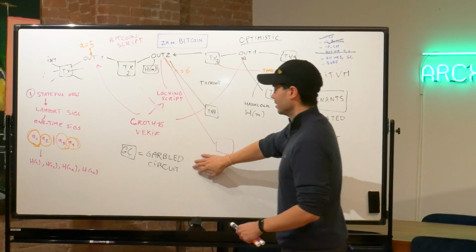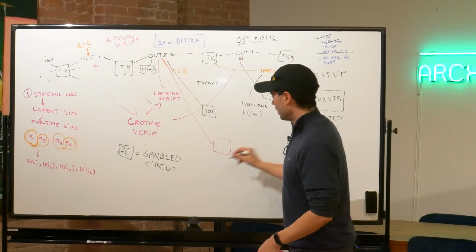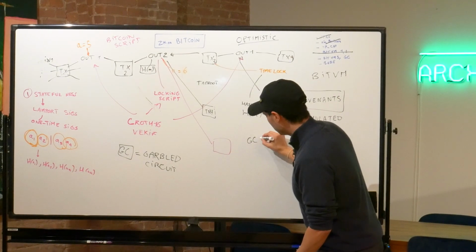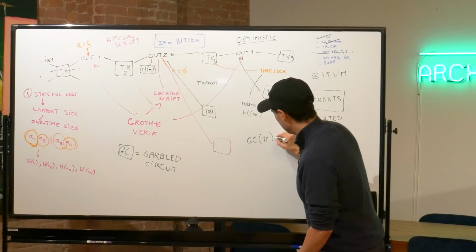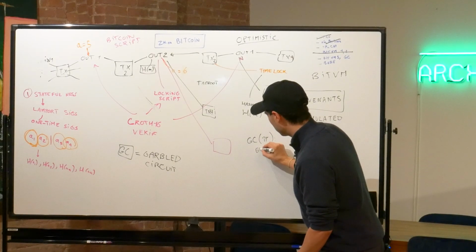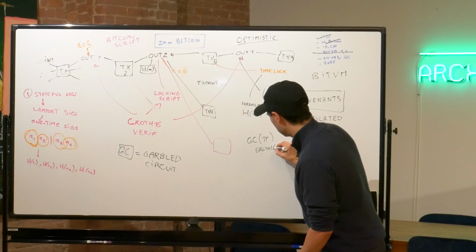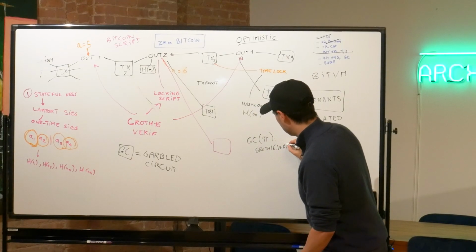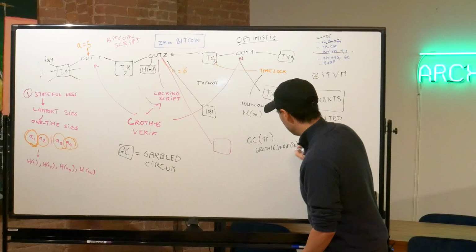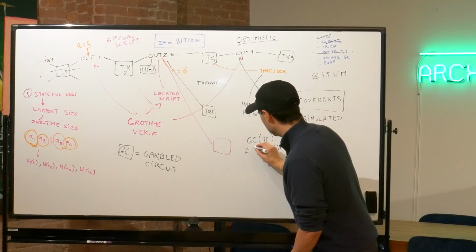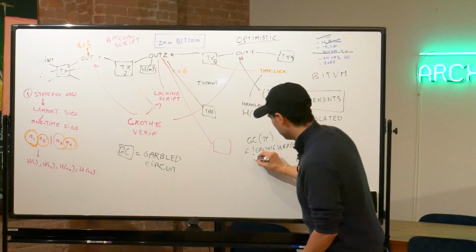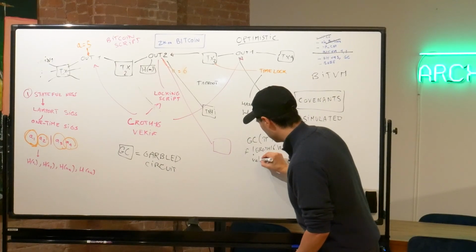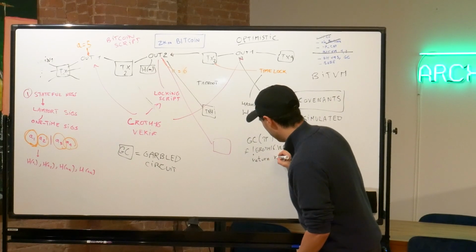Maybe I'll re-explain that again. But I'll tell you what's in this garbled circuit. It's a function that takes a proof. It implements Groth16 verify. And if it doesn't verify, then it returns M.